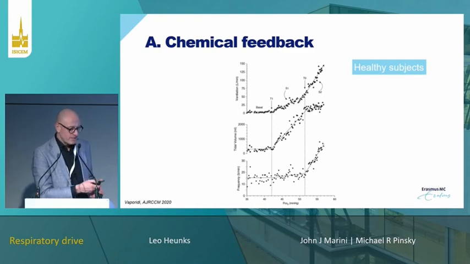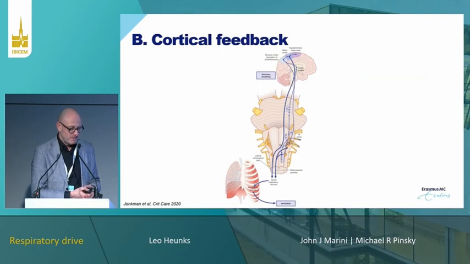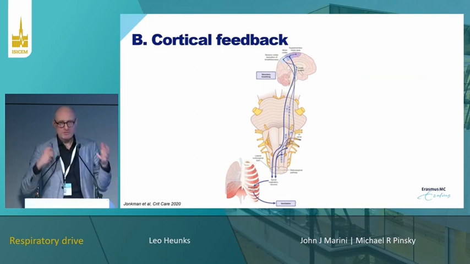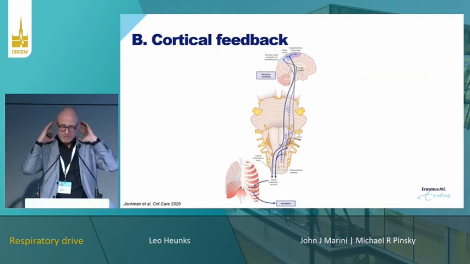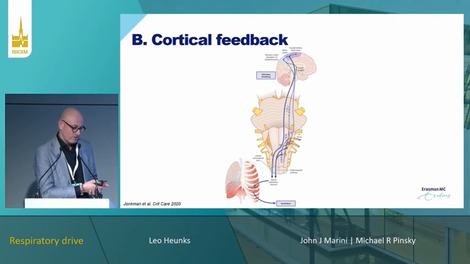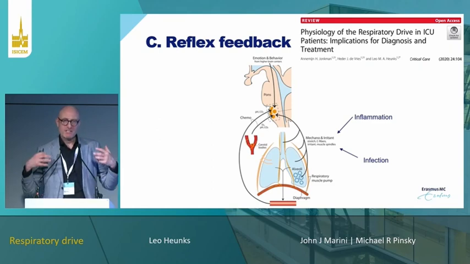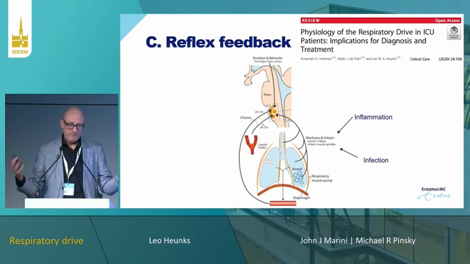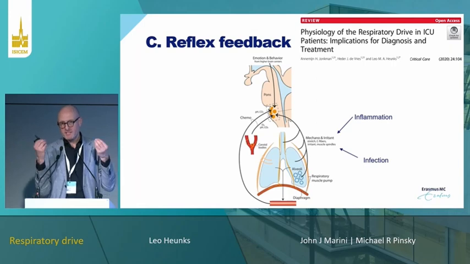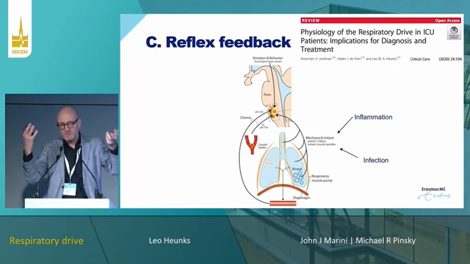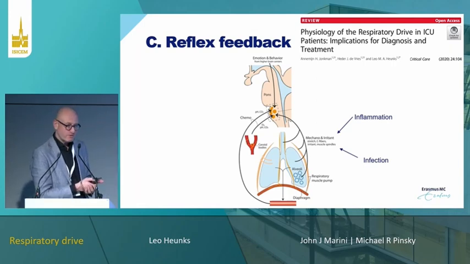I'm going to skip this one. This is what Katarina just discussed. The cortical feedback, I just told you, again, there's an important impact of the cortex on respiratory centers. And this is what I told you as well. Again, cytokines in the lung, infection, do activate these irritant receptors that positively affect respiratory drive.